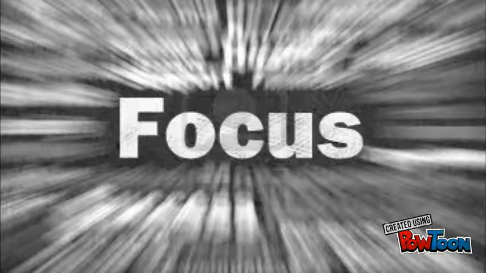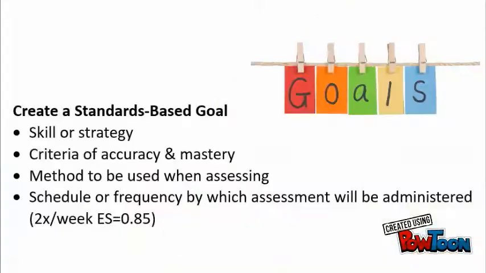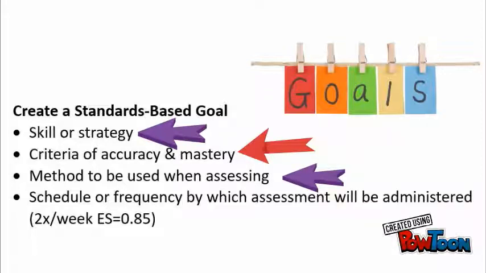While the main focus of this training is not about developing goals, I would be remiss not to review it, because obviously you can't measure progress if you don't start with a measurable goal. As you know, there are 4 parts to a measurable goal. 1. The skill or strategy. 2. Criteria of accuracy and mastery. 3. The method to use when assessing. And 4. The schedule or frequency by which the assessment will be given.